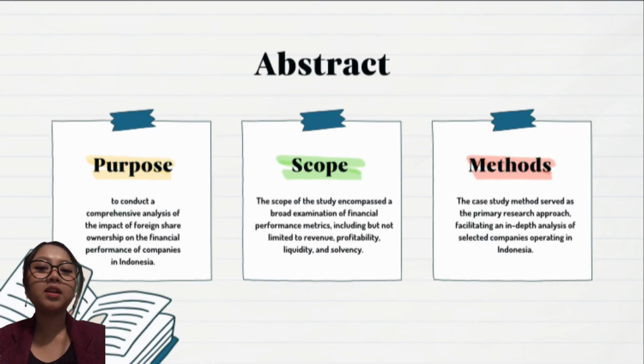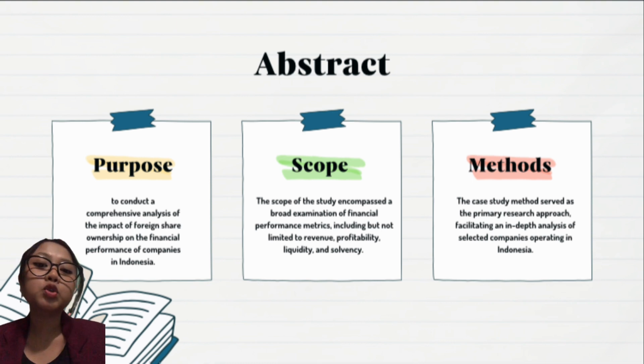The first material I will discuss is the abstract, which, according to the video source that I watched, is divided into 3 components, and this is the abstract that I made regarding the concept that I discussed. First, there is a purpose component. The purpose of my paper is to conduct a comprehensive analysis of the impact of foreign share ownership on the financial performance of companies in Indonesia.